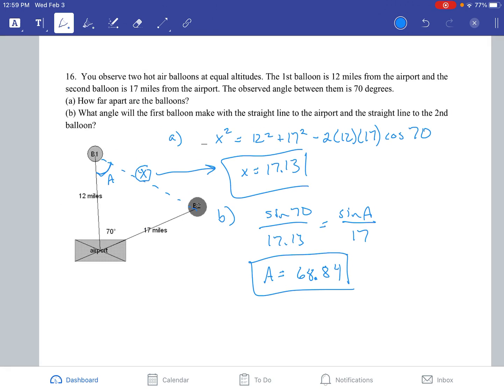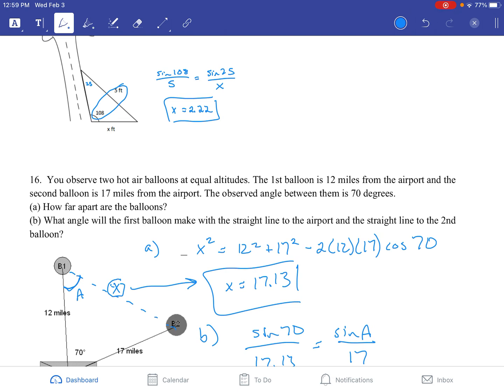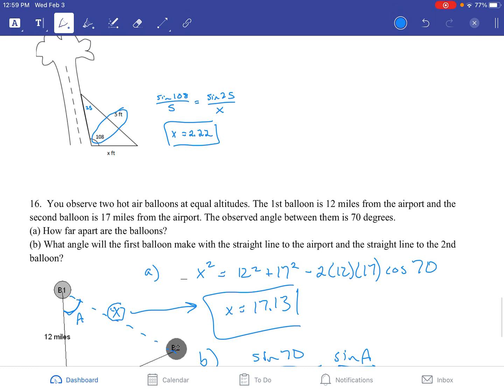All right, and that is it. That is the review sheet. If you have questions, please make sure you get them asked and answered before you take the test. Again, it's very important you make sure your calculator's in degrees mode and not radians. And good luck.